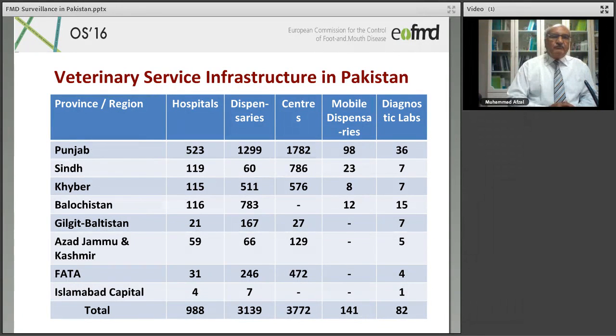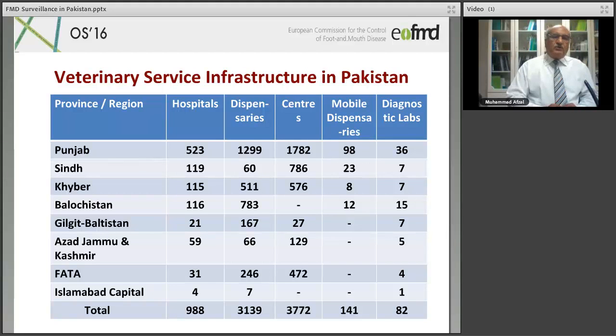If you look at the infrastructure of veterinary service in Pakistan, we have about 1,000 veterinary hospitals throughout Pakistan, more than 3,100 veterinary dispensaries, 3,700 veterinary centers, 141 mobile dispensaries and 82 diagnostic labs. All the field veterinary staff help livestock farmers control the disease. In spite of this well-established infrastructure, the surveillance system was underperforming, and that was one of the reasons we started working on developing a surveillance model.